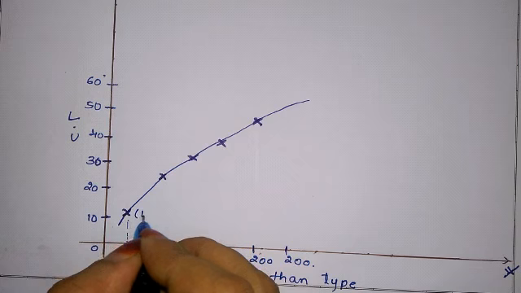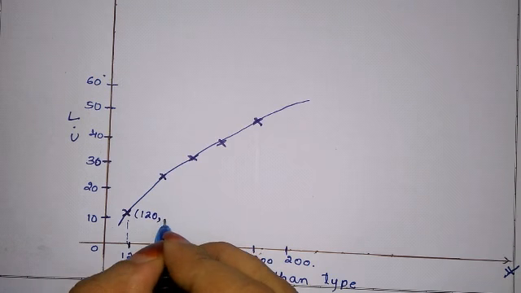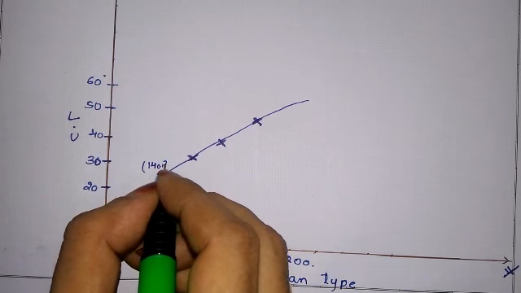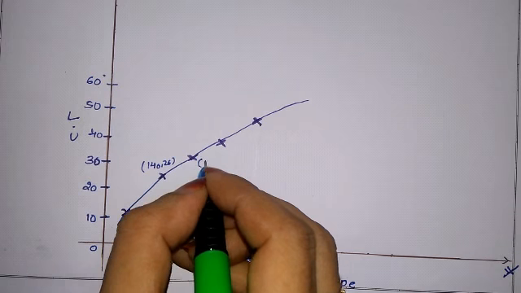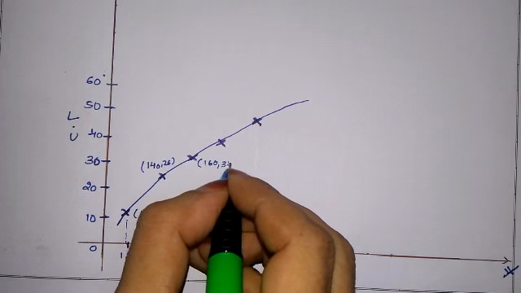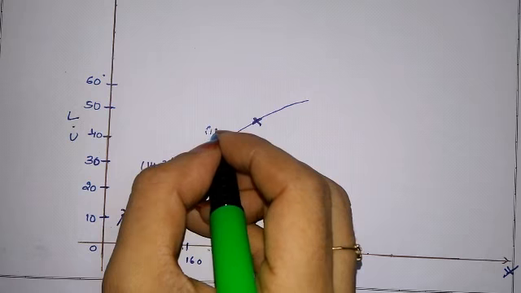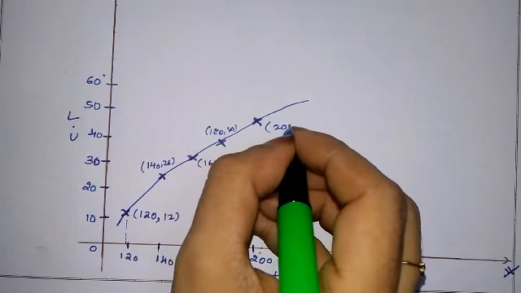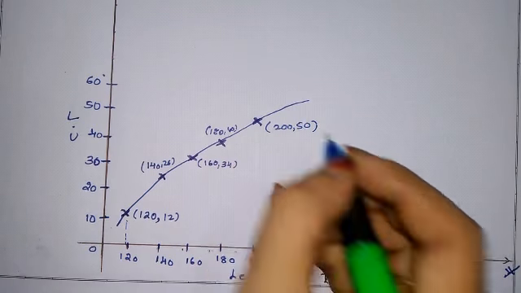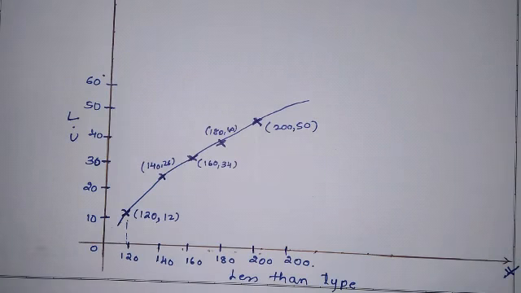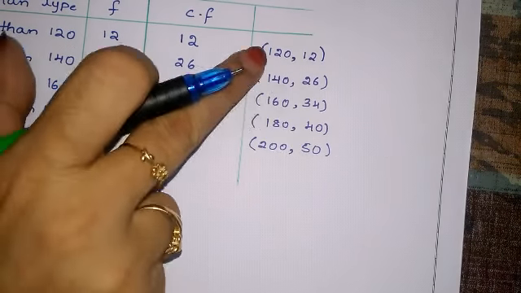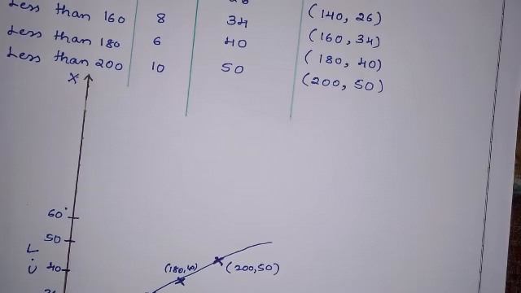This is nothing but 120, 12. This one is 140, 26. This one is 160, 34. This one is nothing but 180, 40. And the last one is 200, 50. So this is the way you have to draw the OGIVE based on this. So this is less than type OGIVE.